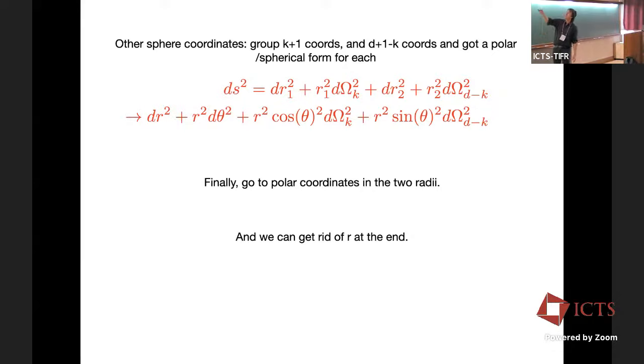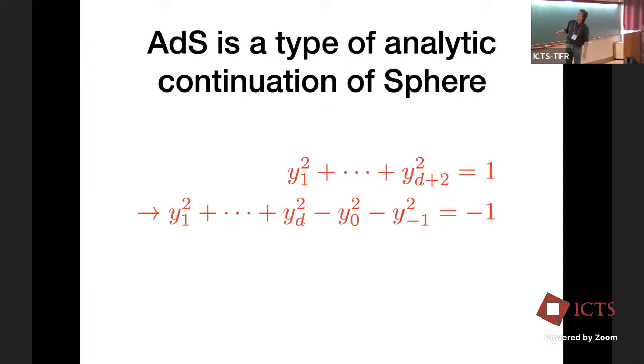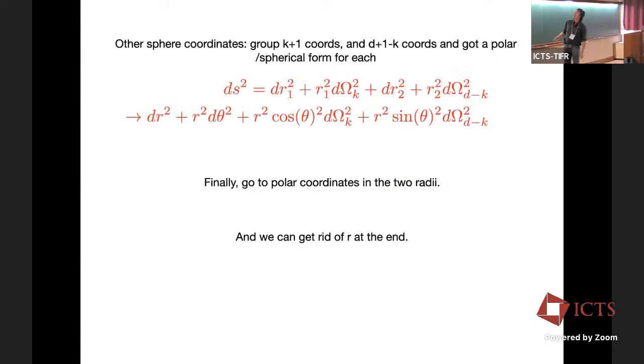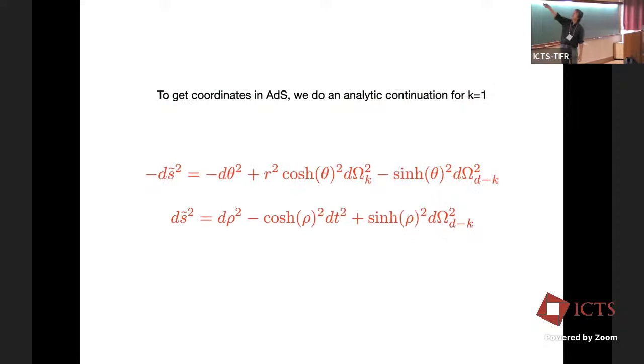So this is what you do in the coordinates that I gave you, y1 through y(d+2). And now I claim that you go in an analytic continuation from one to the other one. And I need to do a split, and the best split is to split this 2 away from this d. So you do a 2 plus d split. And when you do this 2 plus d split, what that means is you do k equal to 1, because it was k+1 and d+1 minus k. So you get k equal to 1, and you split the line element.